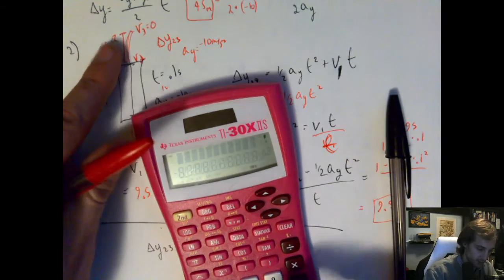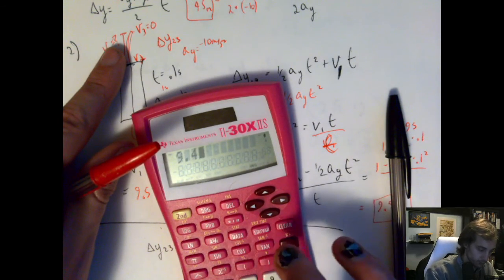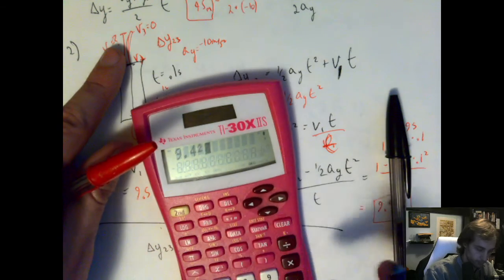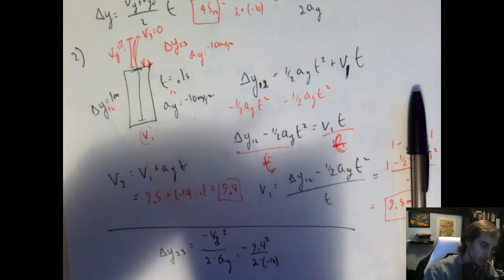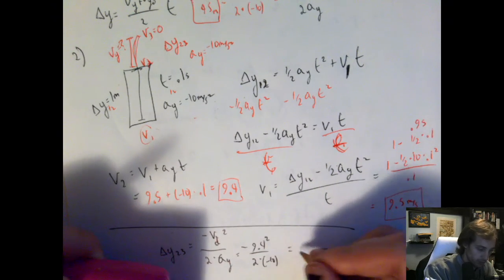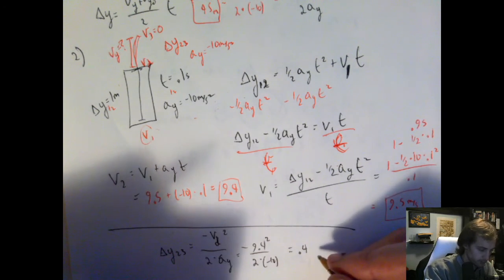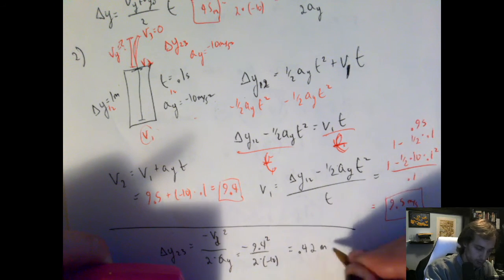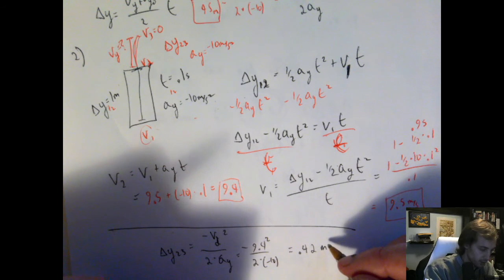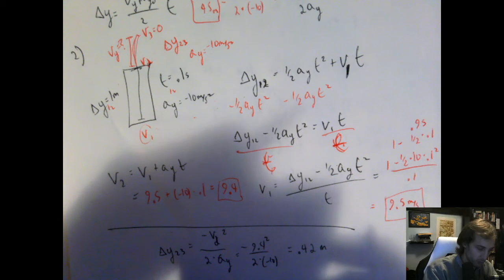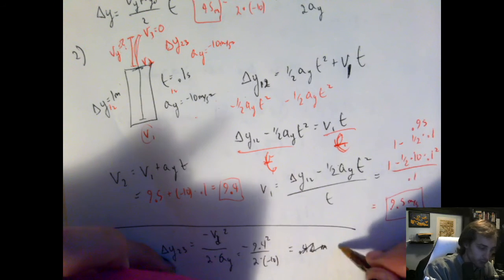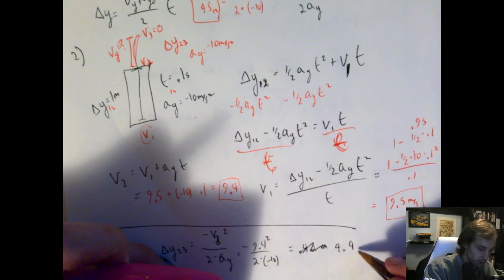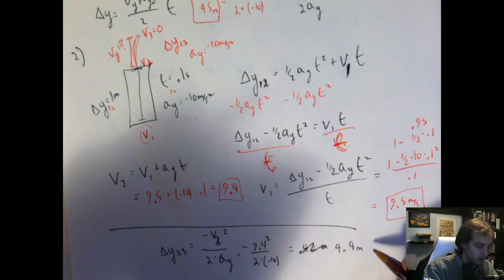Which my calculator says is 0.42 meters. Seems a little low. Oh, I did a 9 instead of a parenthesis. That would be why it's a little low. 4.4 meters.